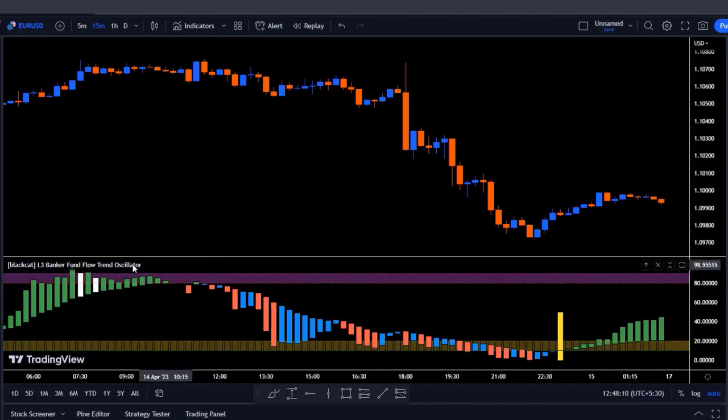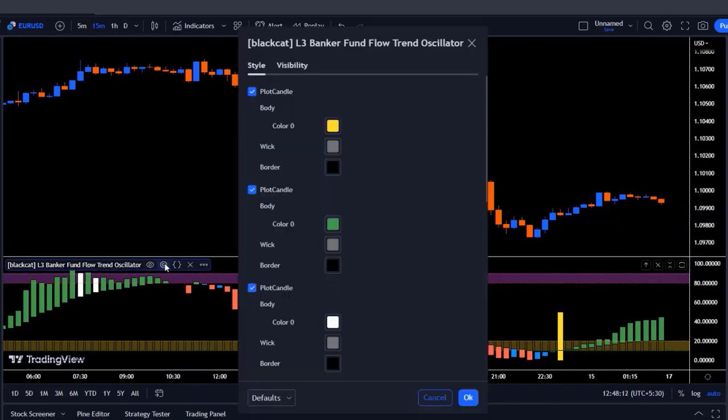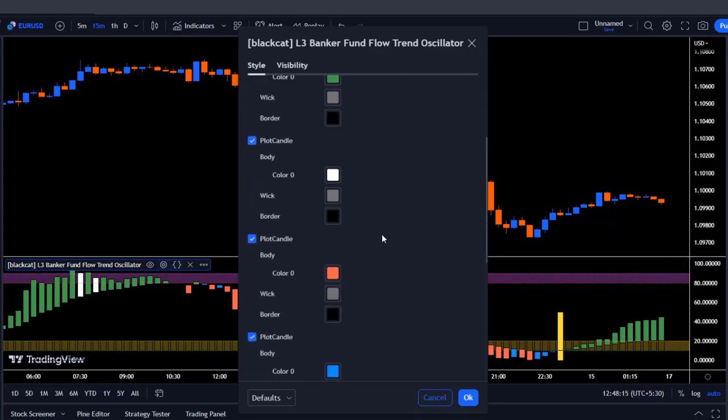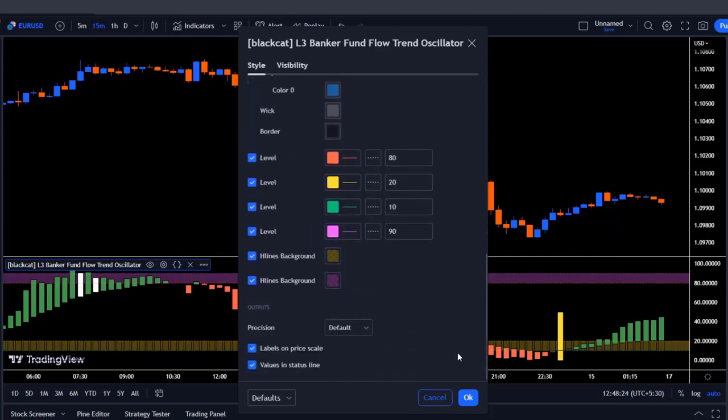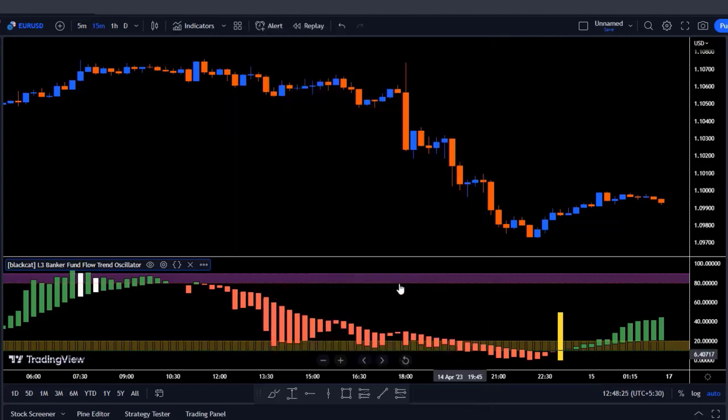After selecting the Banker Fund Flow Trend indicator, we'll add it to the chart above the price action. This will give us a clear view of how the market trend is developing and whether there is any bullish or bearish sentiment among the big players in the market. As you can see, this indicator is incredibly profitable and it's one of the key tools that I use to make informed trading decisions. But this is just the first step. In the next part of this video, we'll explore our second indicator and show you how to combine them to generate powerful trades. So stay tuned and keep watching because we're just getting started.